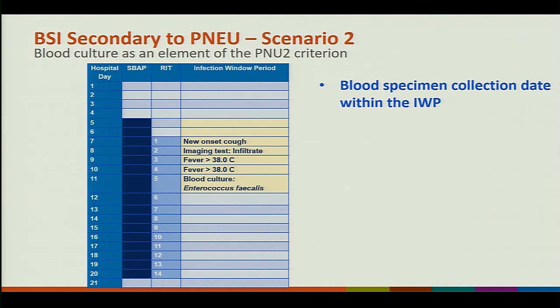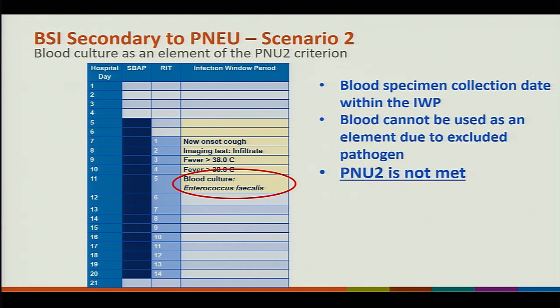Here we have blood with Enterococcus faecalis. We know that Enterococcus is an excluded pathogen unless it's isolated from lung tissue or pleural fluid. So in this scenario, PNEU2 cannot be met, and if you don't have another sign or symptom that's eligible, you also can't meet PNEU1.